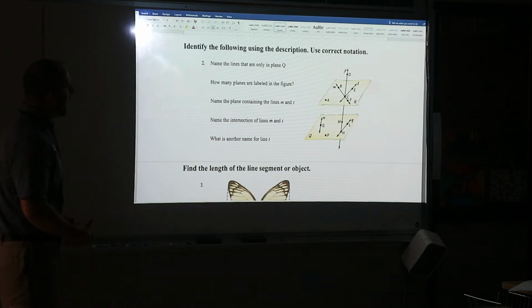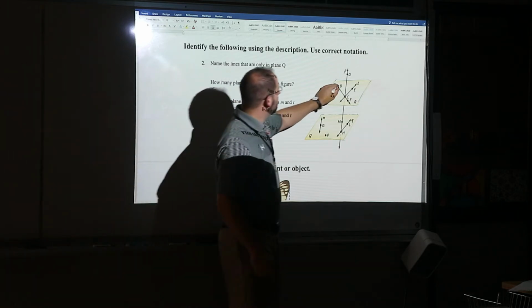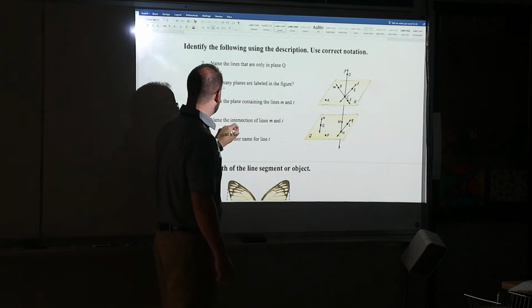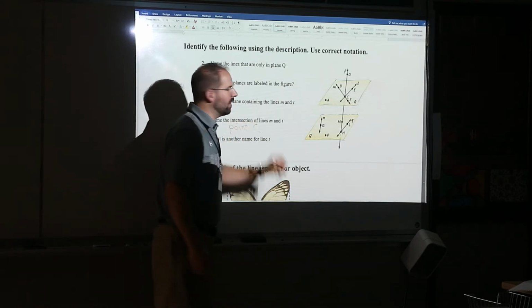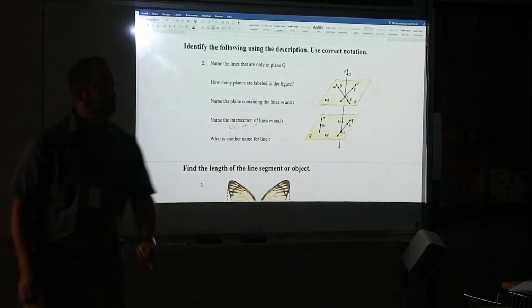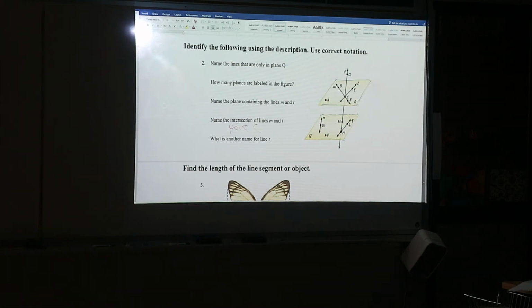Name the intersection of M and T. Where did M and T meet? Point C. Point C, thank you. Finally, somebody's actually doing that correctly. It's point C. That's good. You have to write the word point. If you just write C, I count it wrong. You have to have the word point in front of it. It's an actual location. It's a dot. It's a vertex. That's a point.